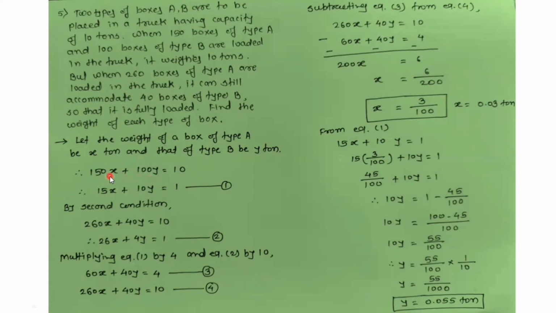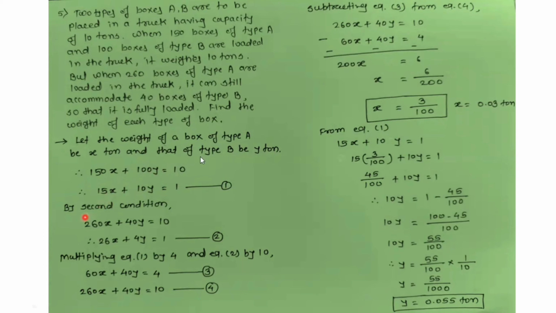And if we load these two types of boxes in the truck, it weighs 10 tons. That's why the equation will become 150x plus 100y is equal to 10. If we divide each term in this equation by 10, we will have 150 by 10, that's 15x, plus 100 by 10, that's 10y, is equal to 10 divided by 10, that's 1. So we will call this equation number 1. This is the first equation we get from condition 1.